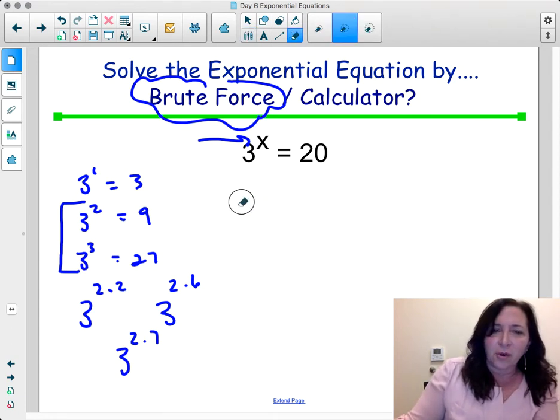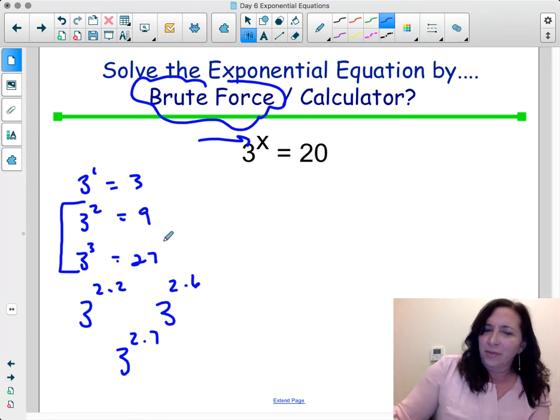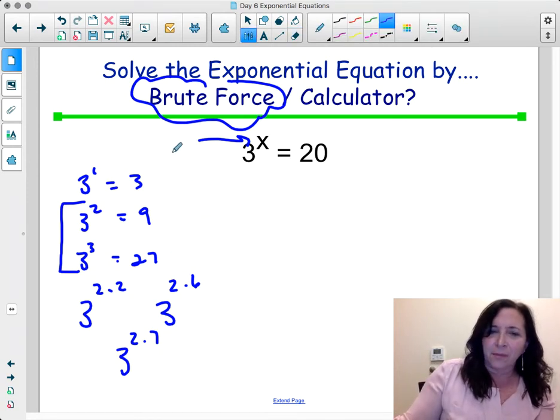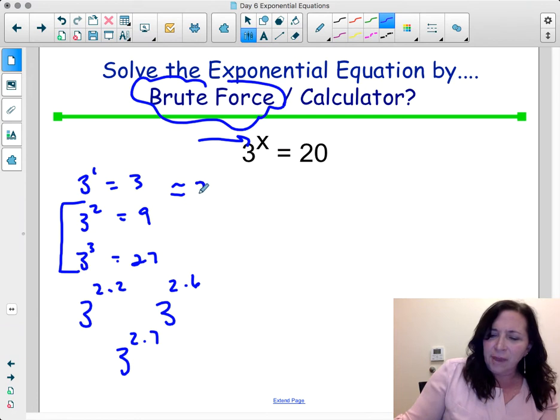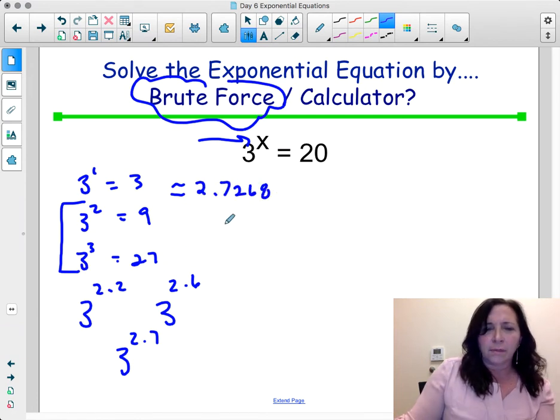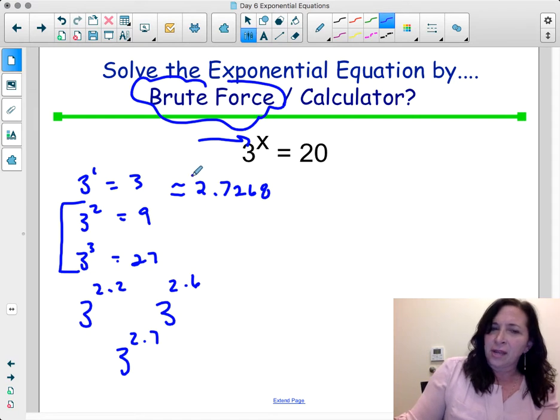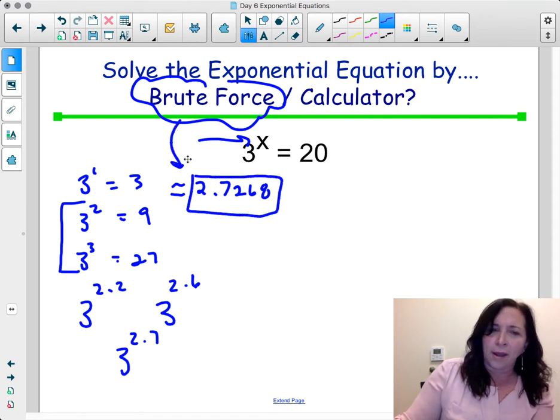So I hope you found out the number. The number ends up, once you try this, being about 2.7268. Well, I don't know if you guessed that or not, but it must have taken quite a while to use brute force in order to do that.